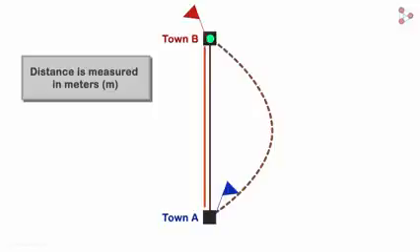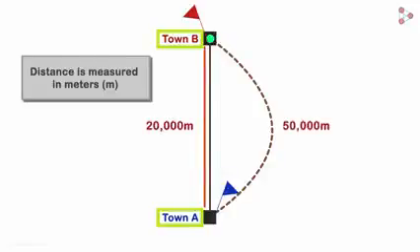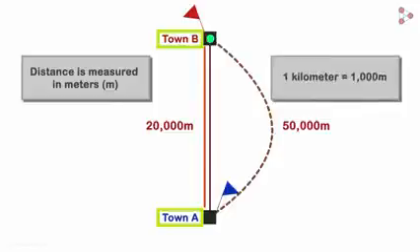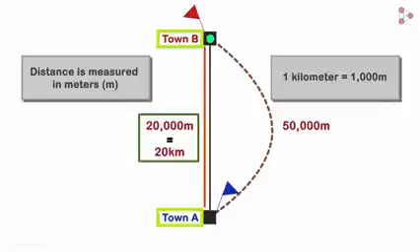The distance between these two towns is about 20,000 meters, but because of the detour, you had to cover a distance of 50,000 meters. Okay, so nobody likes big numbers unless it's your salary. So we should also know that a kilometer is 1,000 meters. In our example, we can say that instead of 20 kilometers, you traveled 50 kilometers.